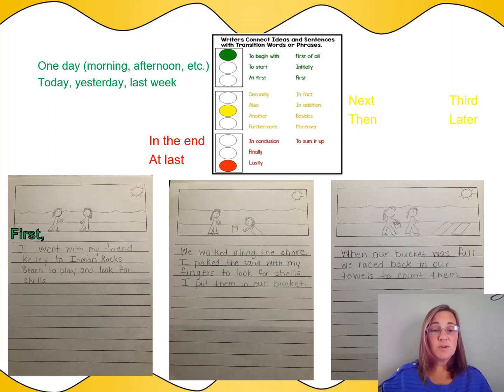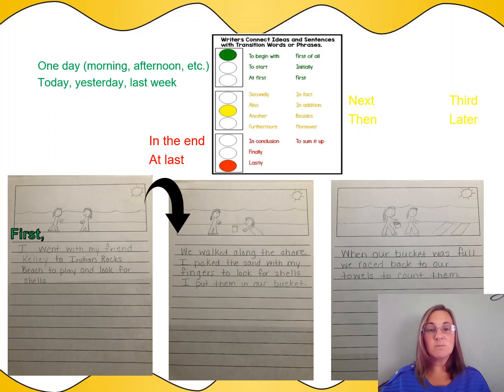First, I went with my friend Kelly to Indian Rock's beach to play and look for shells. Yep, that sounds pretty good. My reader knows it's the first thing that happened in the story. Do you see what I put after the word first? That's a comma. Remember, a comma separates words or phrases in a sentence to give the reader a pause. When we use temporal words at the beginning of a sentence, we usually put a comma. Okay, now that I've introduced it, I'm ready to move to my next page.